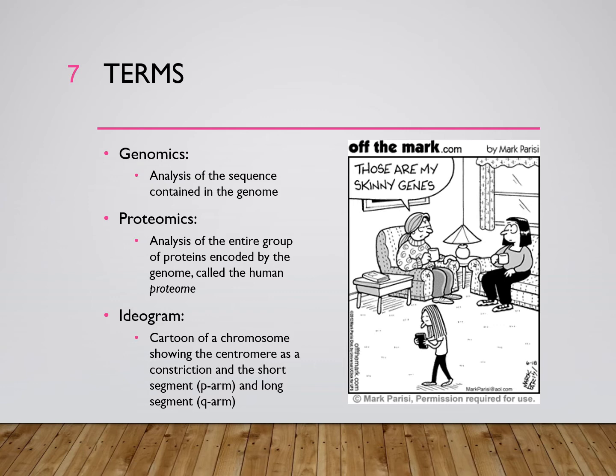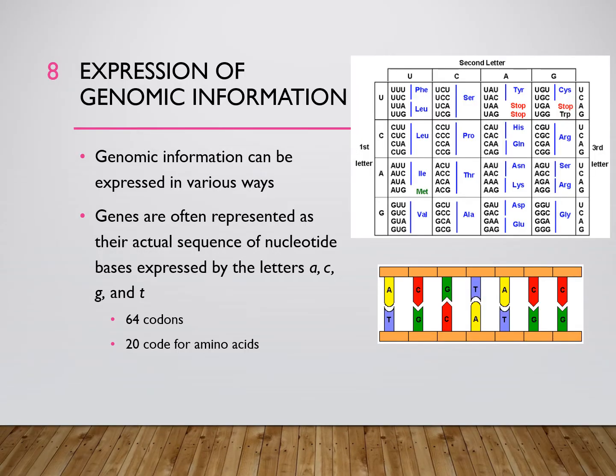All right, and then ideogram, which I already defined before on the slide previous to this, is the cartoon of a chromosome showing the centromere as a constriction, and the short segment being that P arm and the long segment being the Q arm. So we've had previous discussions about how genes are represented by their sequence of nucleotide bases. And remember, for DNA, that's adenine, cytosine, guanine, and thymine. And then for RNA, we replace thymine with uracil.